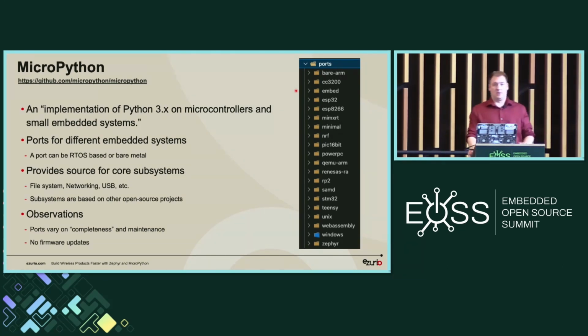MicroPython provides the source for all the core subsystems that are used, for example, file systems, networking, USB, and many of these subsystems are based on other open source projects. So similar to Zephyr, they're pulling in these other pieces of source code to build upon.